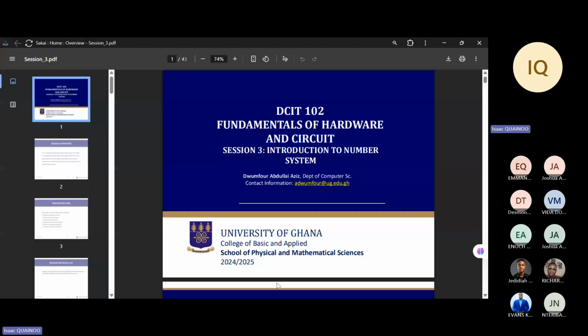So I have my screen shared now, and I believe everybody can see my screen. Okay, so yeah, so number bases.